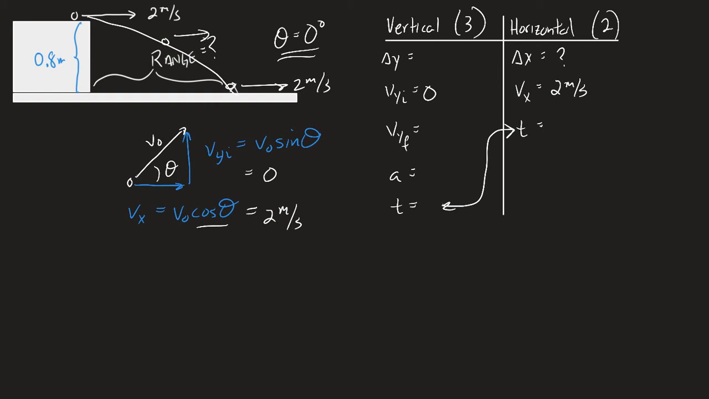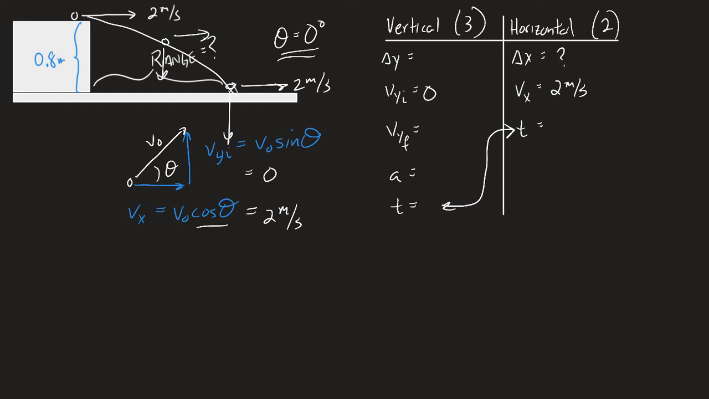The vertical velocity will not be 0. It's going to be accelerating downwards the whole time, so it's going to reach the ground with some vertical velocity. I don't know what that is. But this problem is a pretty straightforward motion problem.